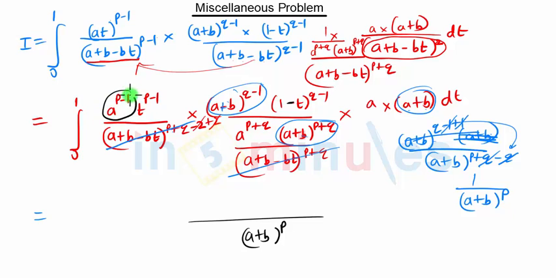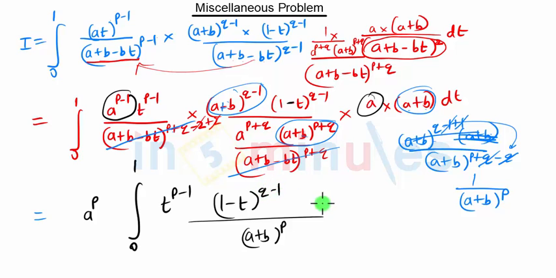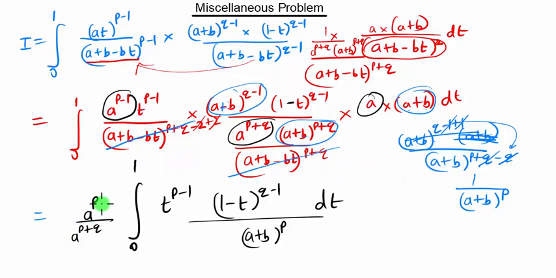When we combine a raised to p minus 1 and a, we will get a raised to p, integration of 0 to 1, and now we remain only with t raised to p minus 1 into 1 minus t the whole raised to q minus 1 dt. So now in this denominator we also have a raised to p plus q. When this a raised to p goes in there, it will become a raised to minus p. This minus p and plus p will get cancelled, and in the denominator we have only a raised to q. Okay, and here we have a plus b the whole raised to p.